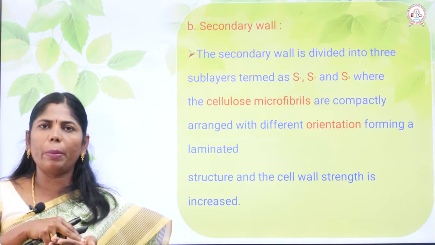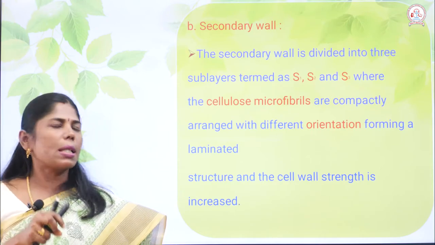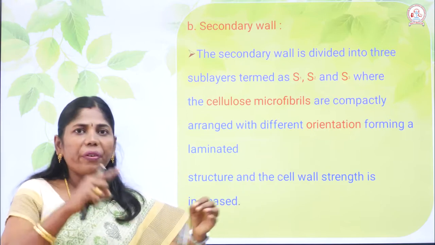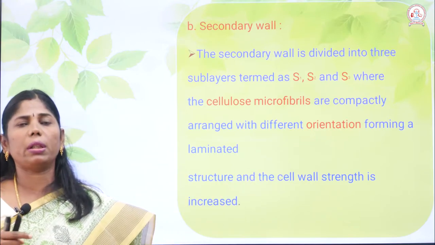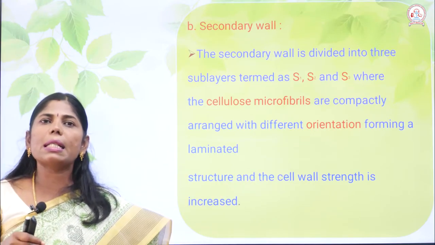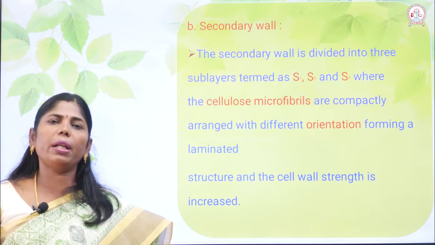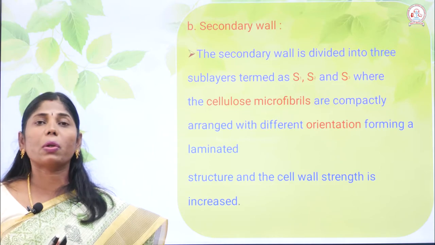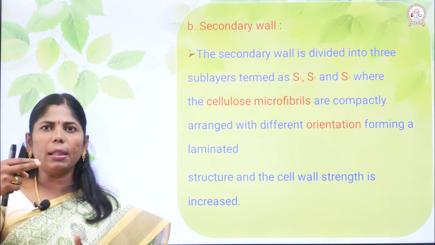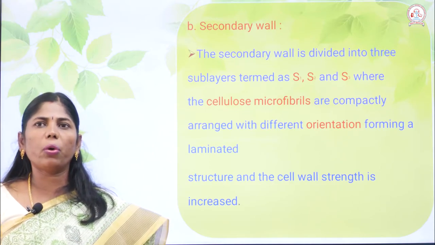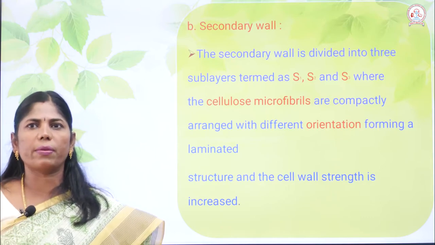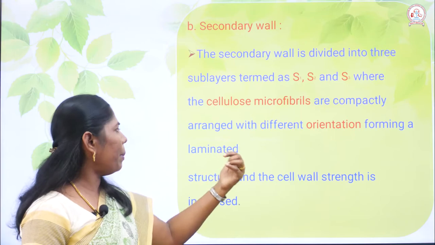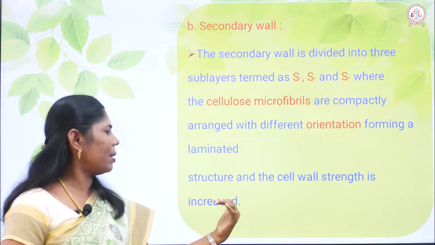Every cell wall will definitely have cellulose as its basic material. Cellulose is a microfibril that is compactly arranged with different orientations. If you cut trees, we can see a different structure in each and every stem, every wood. Because of the microfibrils with different orientations, we see different structures. These orientations form a laminated structure and the cell wall strength is increased.